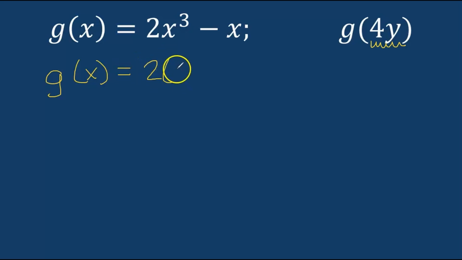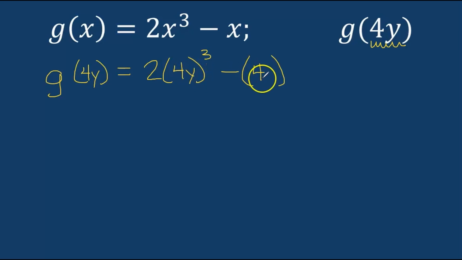As we go, we're going to put parentheses around every variable, just like this. Now this tells us to erase every single x and put in 4y. That might be just a little bit confusing, but it doesn't have to be. We're going to just place 4y in here now and see how it goes.